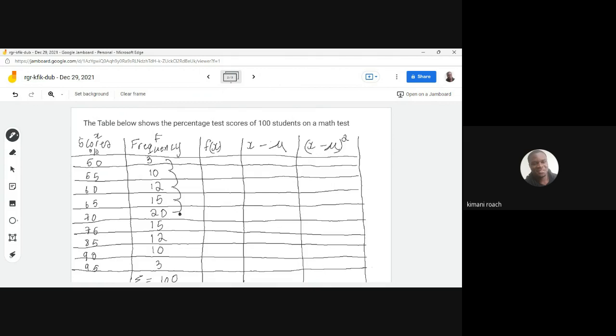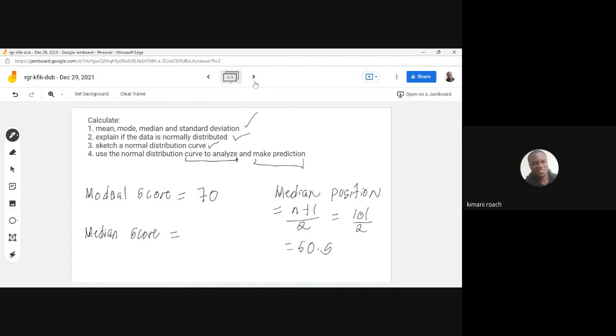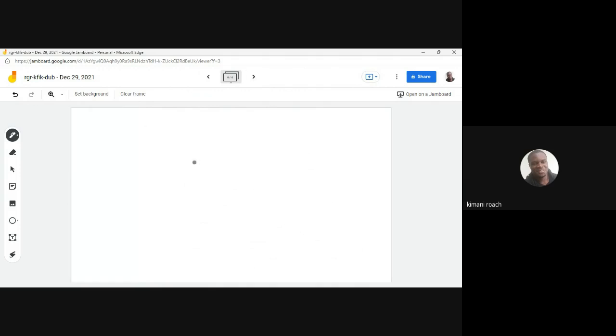Right? So from 40 to 60, we know our median position is going to fall in between here. And so our median score is going to be 70. Now we want to find the mean score. Let us look at the mean score.